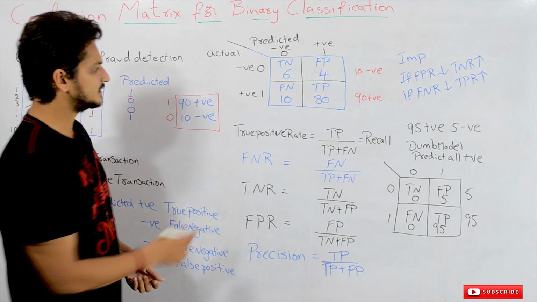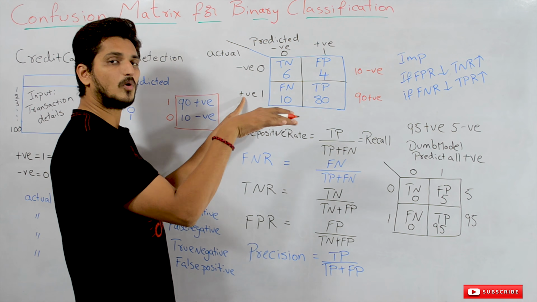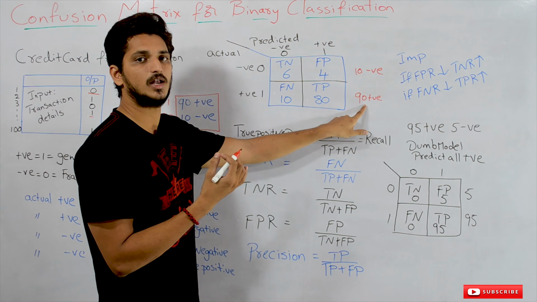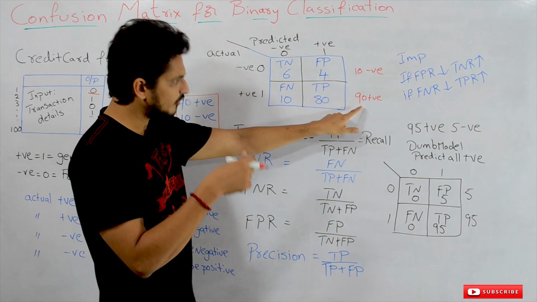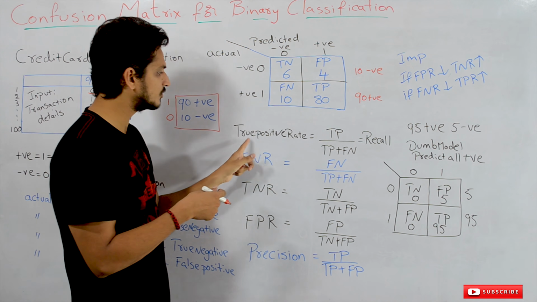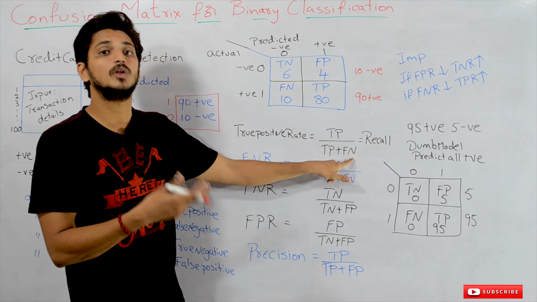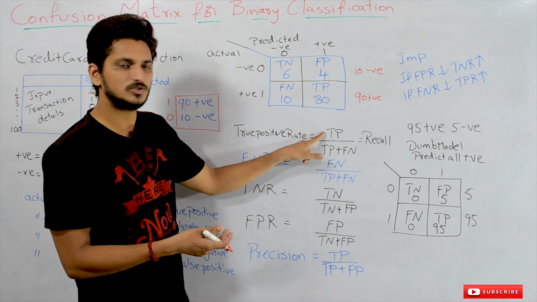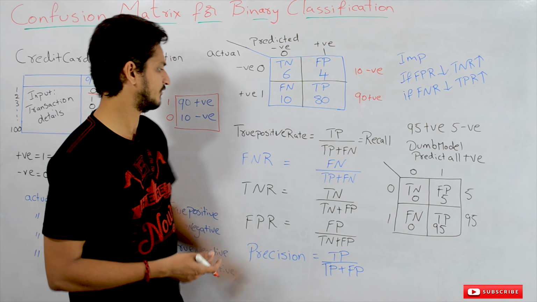What is this formula? True positive rate is equal to, out of actual positive values, how many are predicted as positive. 90 actual positive values are there. Out of those, how many are predicted as positive? 80. This is what the true positive rate is. TP plus FN means total actual positive points. Out of that, how many are predicted as positive? 80 are predicted as positive: TP divided by TP plus FN.